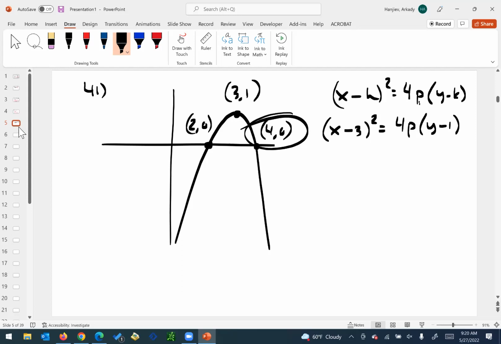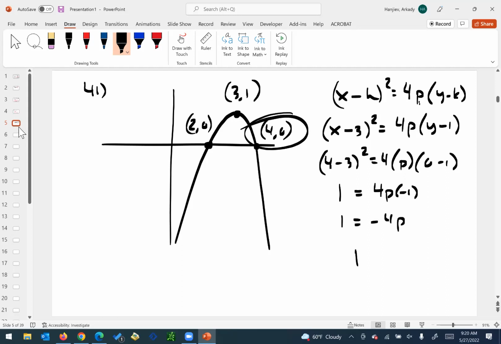So if I go like this, it's going to be 4 minus 3 squared is equal to 4 times p, whatever that is, and it's 0 minus 1. So I have myself an equation. Negative 4p, and I have p equals a negative 1/4. Done. Are we good? Okay, from there, does it say standard form? Standard form. Yep, and then we're good to go. And we're out of time as well.